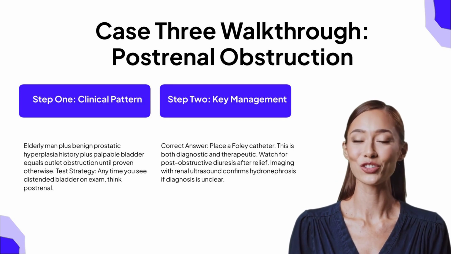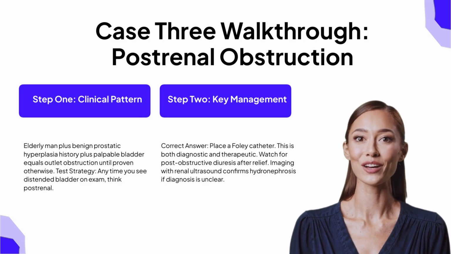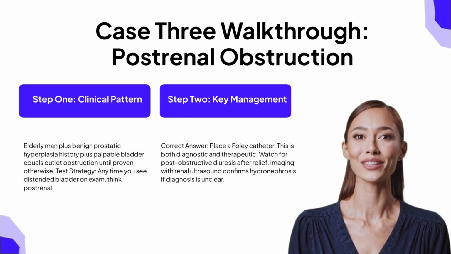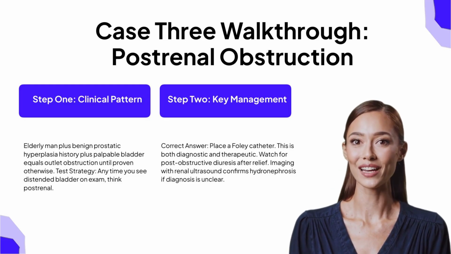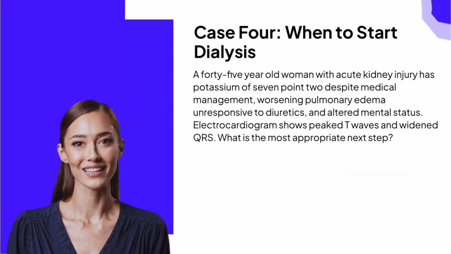It will relieve the obstruction and allow you to measure output. Be aware of post-obstructive diuresis, where the patient may have massive urine output after relief. If the diagnosis is unclear, renal ultrasound will show hydronephrosis. Case 4 tests your knowledge of dialysis indications.